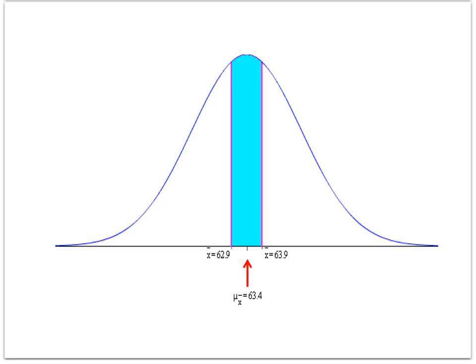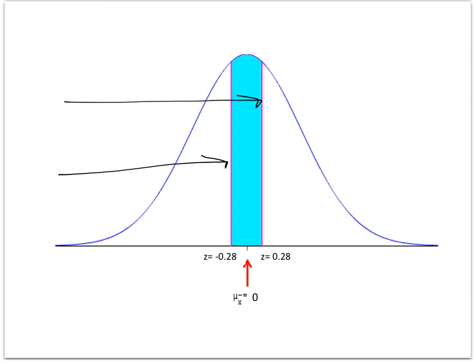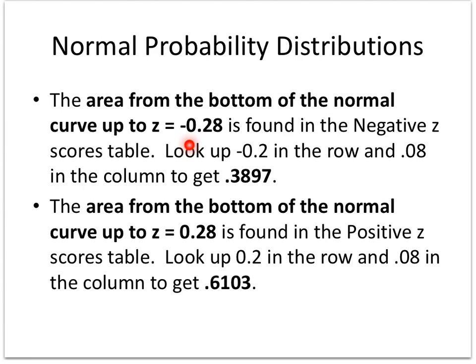If you notice, where we make the standardized mean 0, and we just found these z-values, if I find this area and subtract the two, that would give me this area here in the middle. So what I do is I look up my table, I look in the z column, the negative 0.2, and then follow the 0.08, and I get 0.3897. That's the negative one. And then for the positive one, I get 0.610.